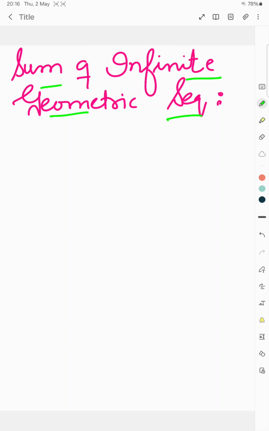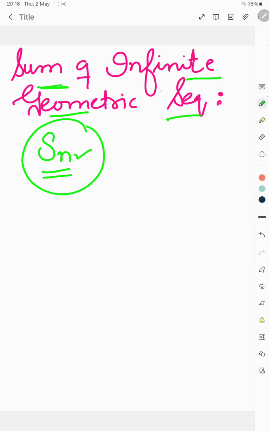In the previous topic we discussed finding the sum of n terms of a geometric sequence. There we just had to find Sn, where n is the number of terms, that is, the sequence was finite, so we used this formula. But now we have to find the sum of an infinite geometric sequence.